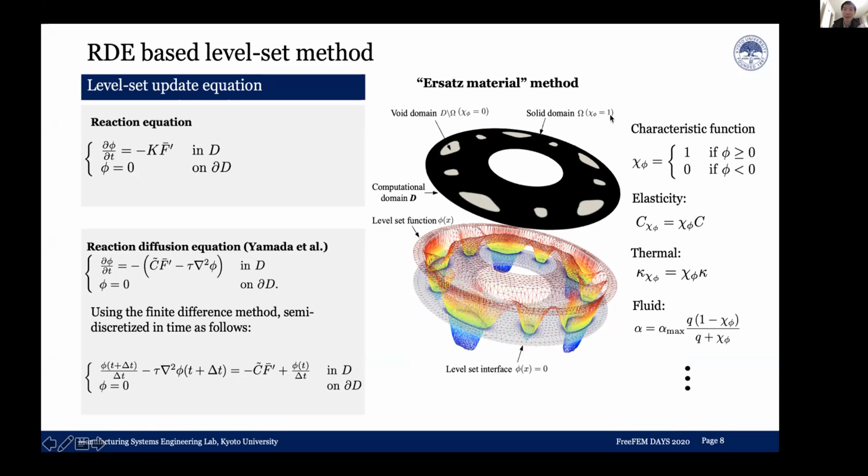And once the level set field is obtained, we map the level set to a characteristic function chi. And then we can use the chi to interpolate the material properties. For instance, in the Lamé system, we interpolate the elasticity tensor C. In the Laplacian equation, we interpolate the thermal conductivity kappa. And in fluid mechanics, we can interpolate the inverse permeability alpha. So basically, our method is a kind of so-called ersatz material method.